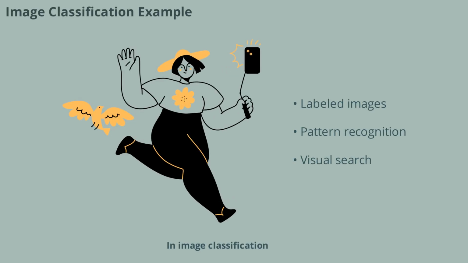Image classification: supervised learning models are trained on labeled images. For example, a model might learn to distinguish between cats and dogs by analyzing thousands of labeled photos. Once trained, it can accurately classify new images, making it useful for organizing photo libraries or powering visual search engines.